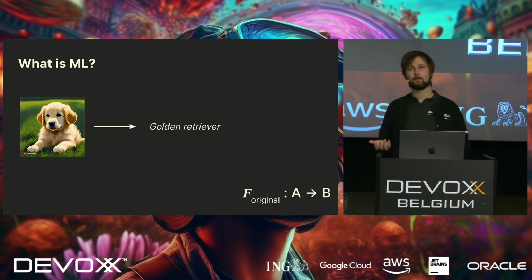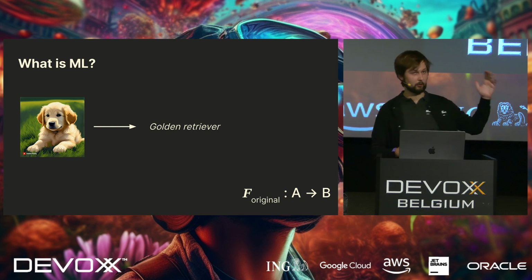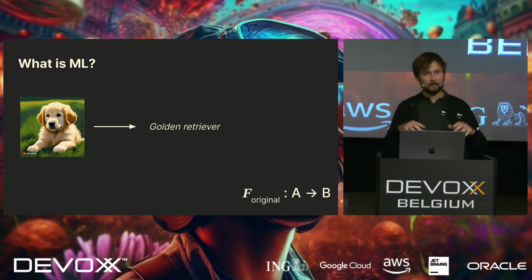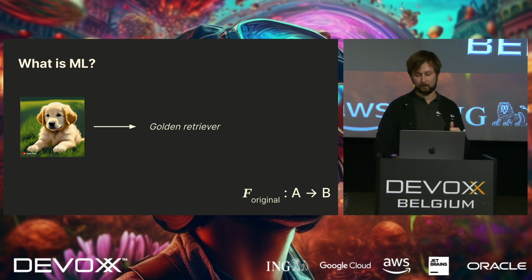We would like to train some function that tells us that this image contains a golden retriever, this image does not contain a golden retriever, or doesn't contain a dog at all. This is the task that we have. We need to train this function to recognize whether this image contains a good boy, a golden retriever.